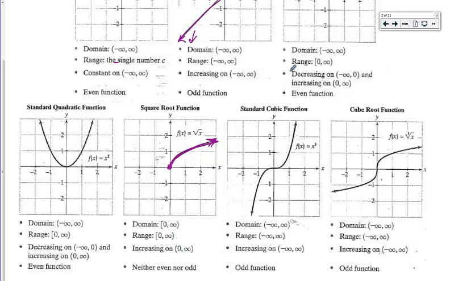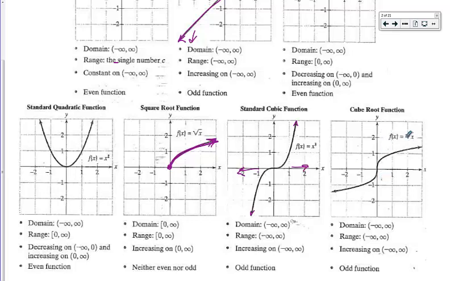The standard cubic function, which is f of x is equal to x cubed. Domain is negative infinity to positive infinity because it's going in both directions. Range is the same thing, it's traveling down and up, and then it's increasing the whole way through, so negative infinity to positive infinity. And it is an odd function because it reflects over the origin.